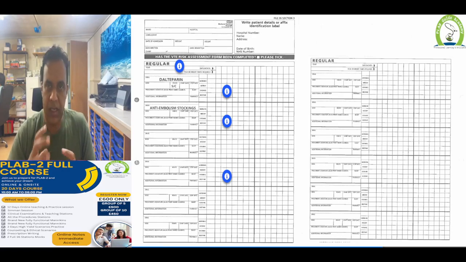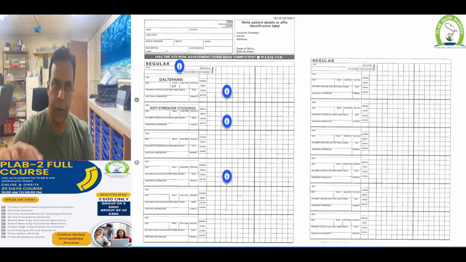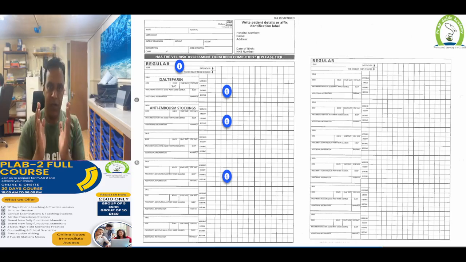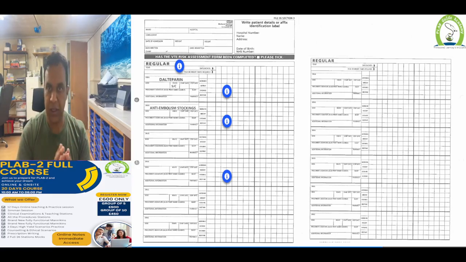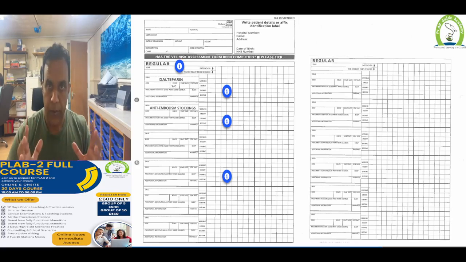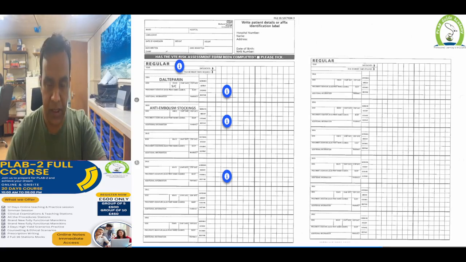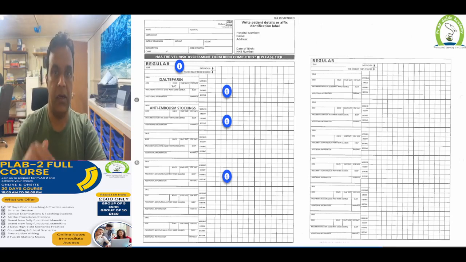Now you must have seen, or you may see, there are quite a few scenarios which does not ask you to give dalteparin and AES. On the top two columns, top two boxes are for dalteparin and anti-embolism stocking. These are the mandatory drugs, I must say. These are pre-printed, so there is no reason for you not to prescribe it unless it is contraindicated. If you don't, you will be penalized.